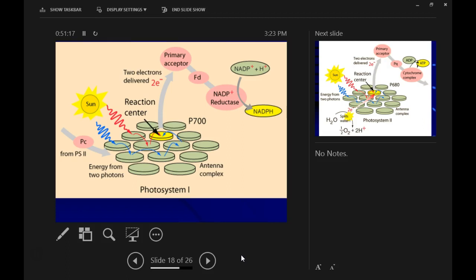Now, the 700 actually represents the wavelength of light where the electrons are most sensitive. So they have their strongest absorption at 700 nanometers, hence the name P700. That's right there in the red range. So P700.